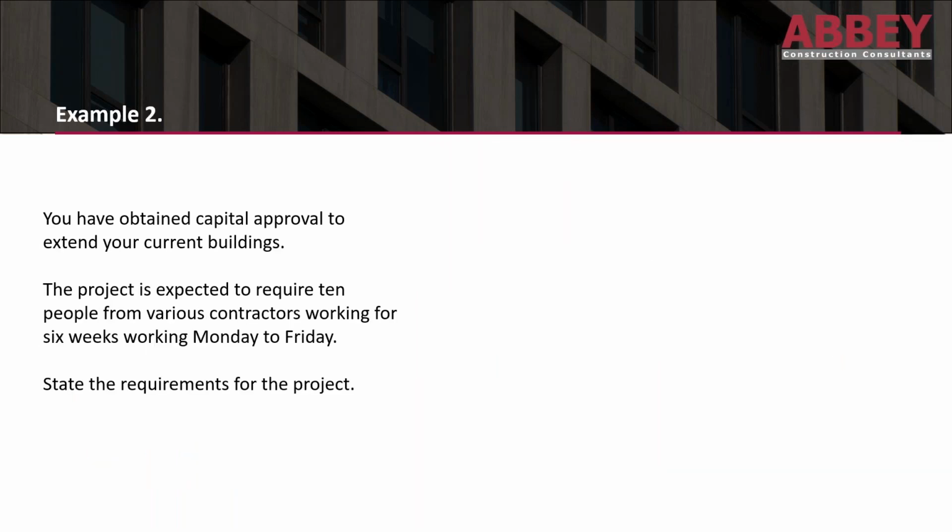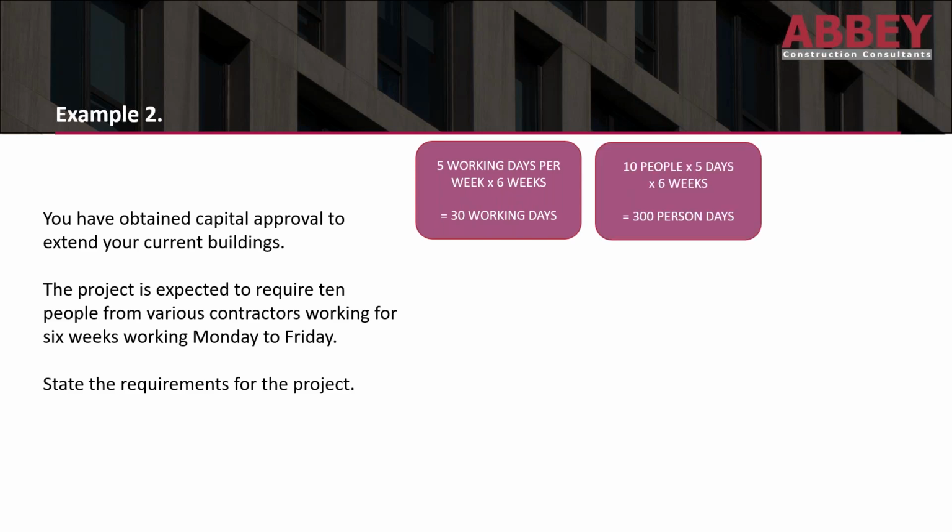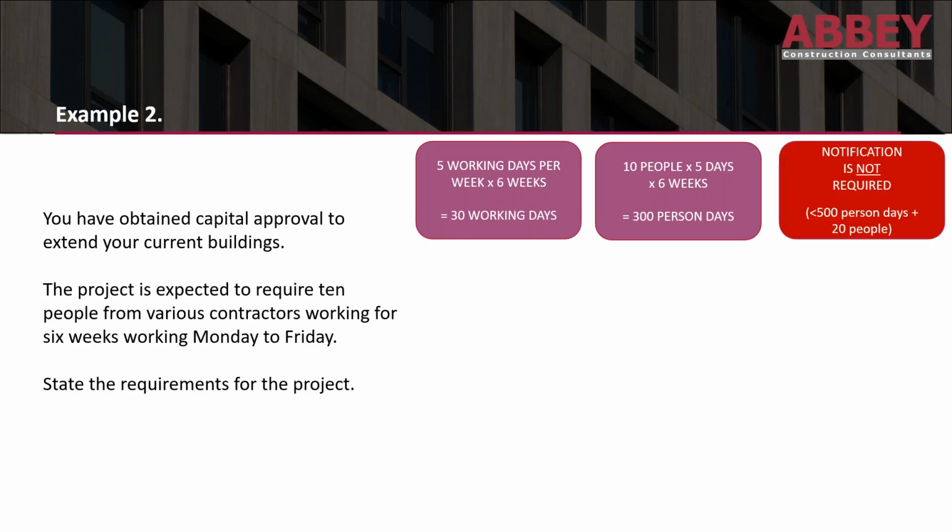Example 2: you've obtained capital approval to extend your current building. The project is expected to require 10 people from various contractors working for 6 weeks, Monday to Friday. State the requirements for the project. So again, it's 5 working days because we've said Monday to Friday. For 6 weeks, 5 times 6 is 30. This time 10 people working for 5 days times 6 weeks. 10 times 5 times 6 is 300 person days.